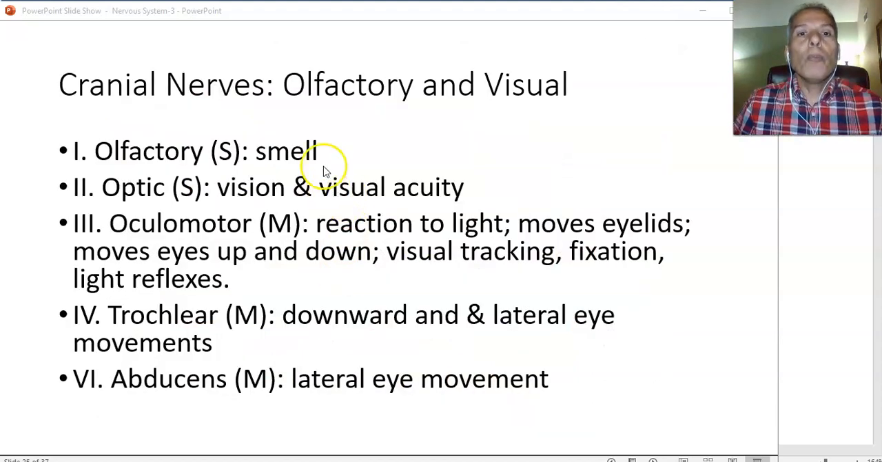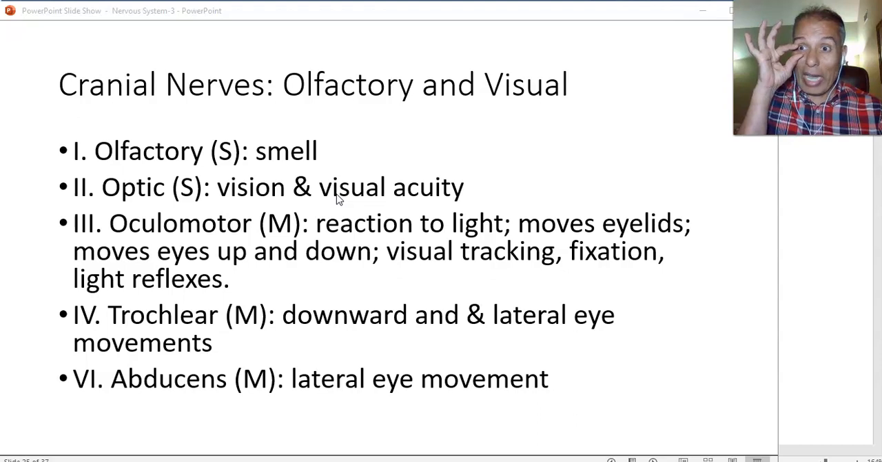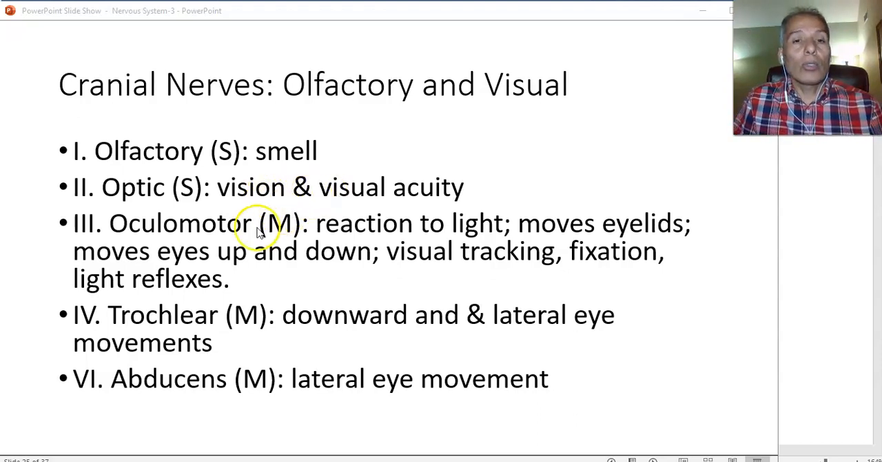Okay, so we're not going to spend too much time on this. The first, we just tell them as briefly. The first one is the olfactory nerve that has to do with smell. The second, optic nerve 2, has to do with vision, and the acuity of vision controls the lens of the eye, and it has to do with the acuity of the vision.